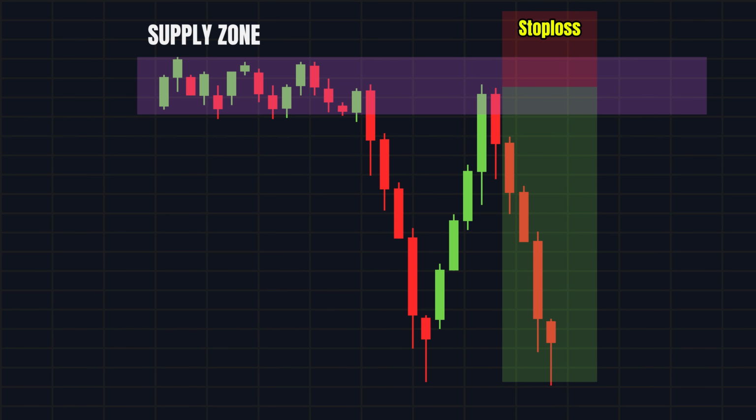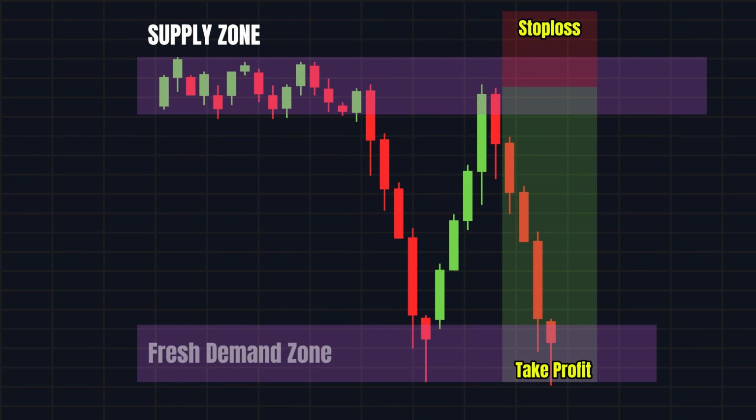The most logical place to take profits is at the next opposing zone. If you buy from a demand zone, your target is the first fresh supply zone you can find above you. If you sell from a supply zone, your target is the first fresh demand zone you can find below you. This makes sure you're trading from one pile of money to the next.